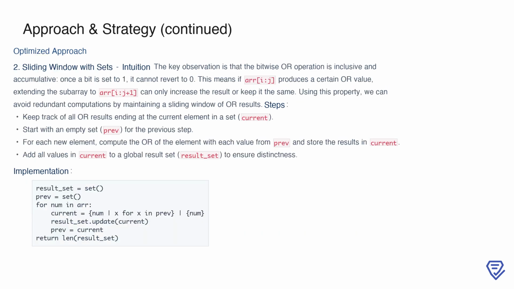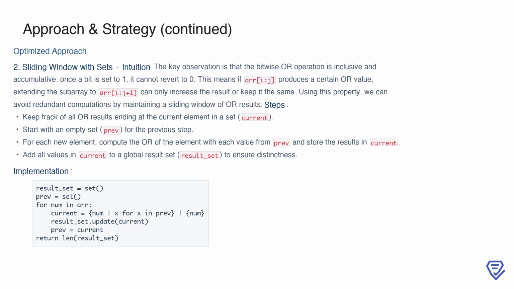Now, let's explore the optimized approach, which uses a sliding window with sets. The key observation here is that the bitwise OR operation is inclusive and accumulative. This means that once a bit is set to 1 in the result, it cannot revert to 0. Using this property, we can avoid redundant computations by maintaining a sliding window of OR results.